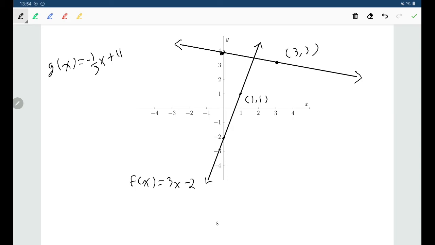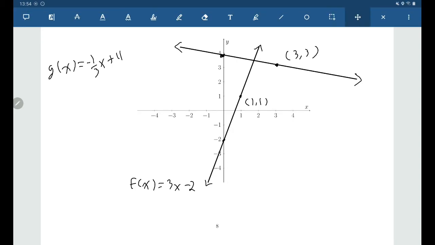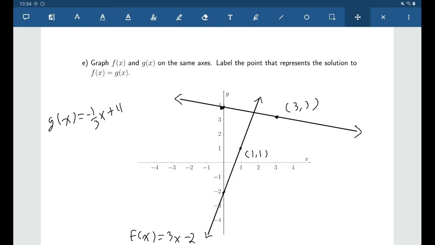Label my coordinates, and then there we go. And you can see here, even with my not the best drawing by hand in the world, I still get something that looks roughly like perpendicular lines. The last part, of course, here was labeling the point that represents the solution.